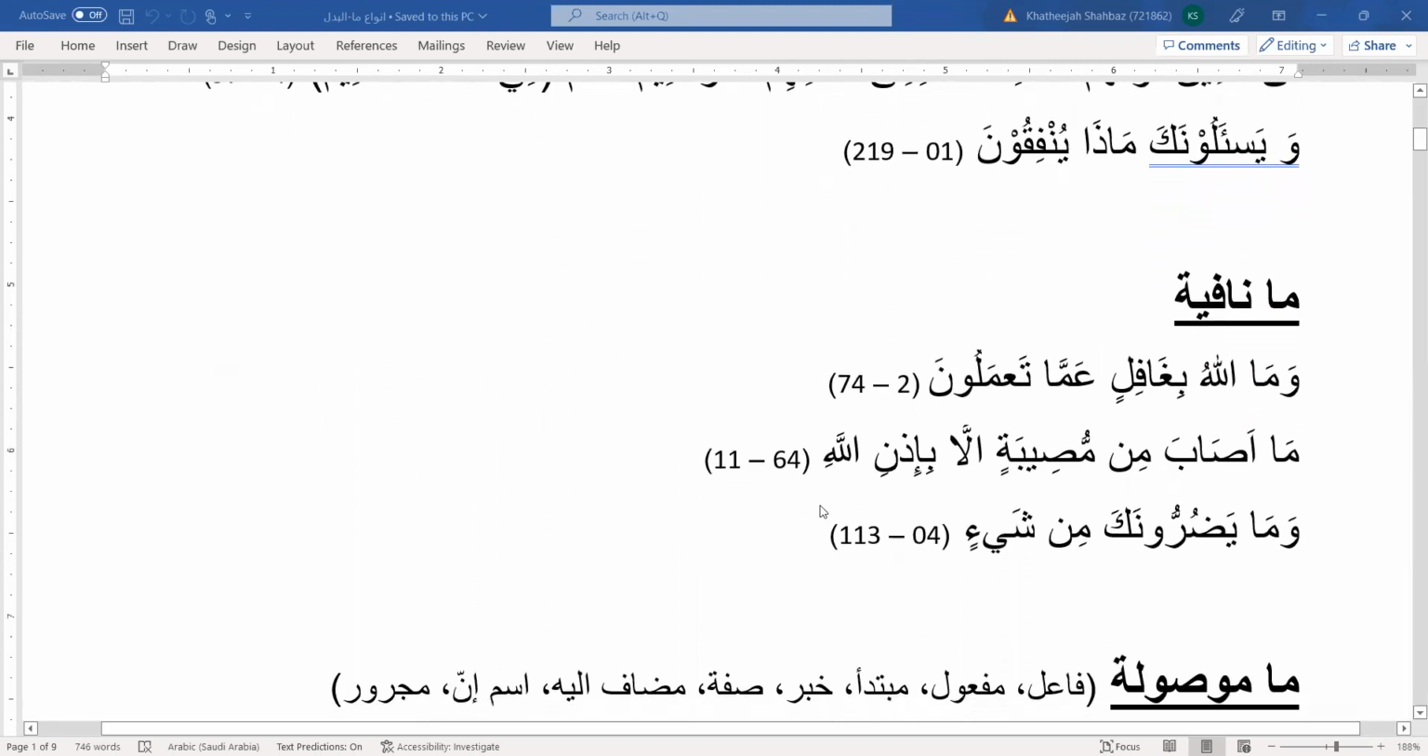Then the second type of ma we learned was ma nafiya. Ma nafiya is used for negation, and it can be used with jumla ismiya or jumla fi'liya. Both can work with this ma nafiya.